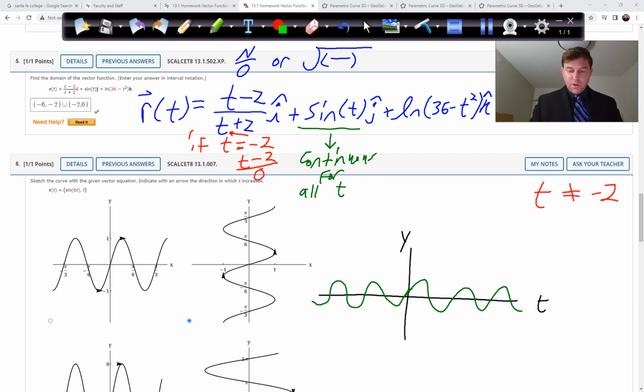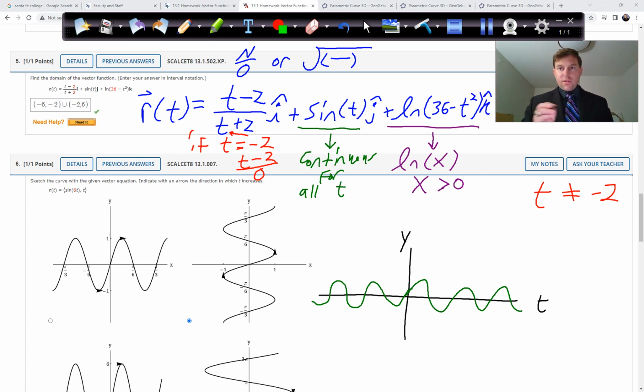Okay, now for the z component, we have natural log of 36 minus t squared. Now it turns out that natural log of any value is only defined if that argument is bigger than 0. It can't even equal 0. You can try this on your calculator. Type natural log of 0, you'll get an error. Type natural log of a negative number, you'll also get an error. So not only does it have to be positive, but it has to be bigger than 0. So we have to make sure that this whole thing is bigger than 0. So let's set that up, making the argument of the natural log be bigger than 0.